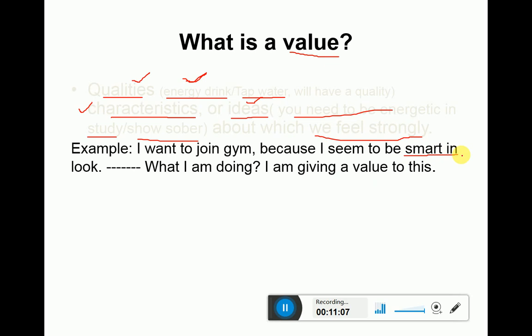Because they look smart, their physique looks healthy, for example. It looks very smart. It means I am giving preference to the gym. I'm giving preference to workout, because I want to look smart in society.